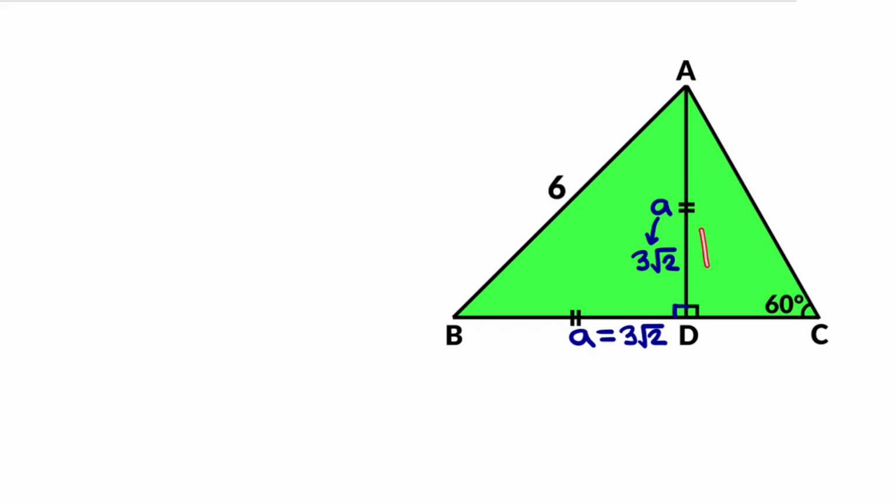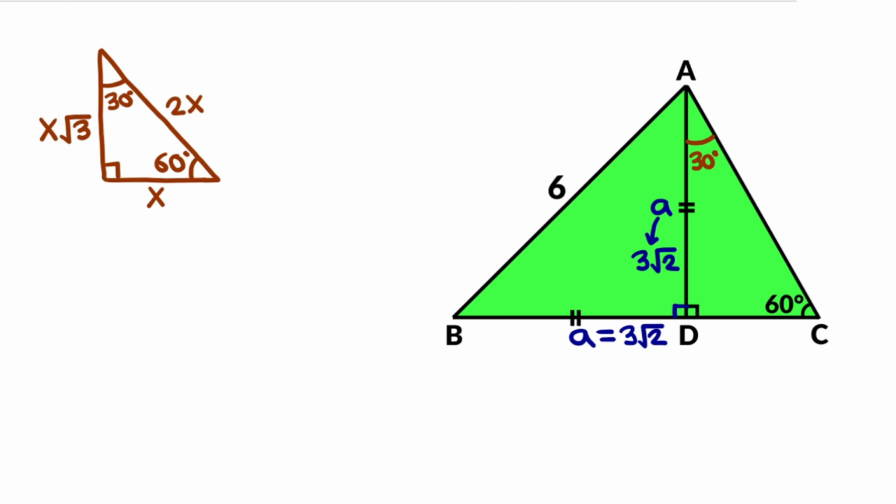Now let's move to triangle ADC. This is also a right triangle. One angle is 90 degrees, another is 60 degrees, so the remaining angle must be 30 degrees. That makes it a classic 30, 60, 90 triangle. In this special triangle, if the shortest side is x, then the hypotenuse is 2x, and the longer leg is x root 3. We already know the longer leg.